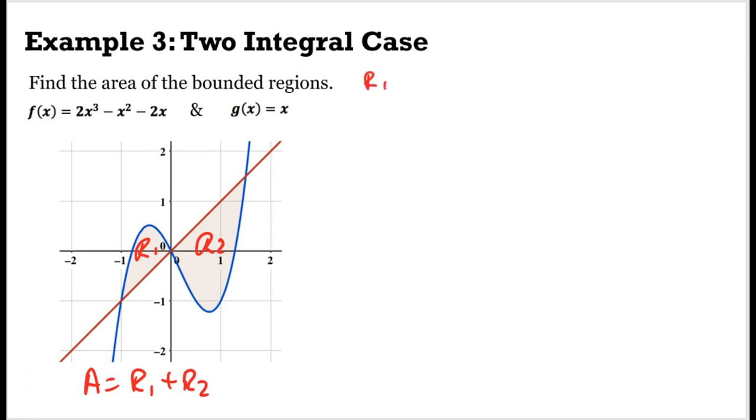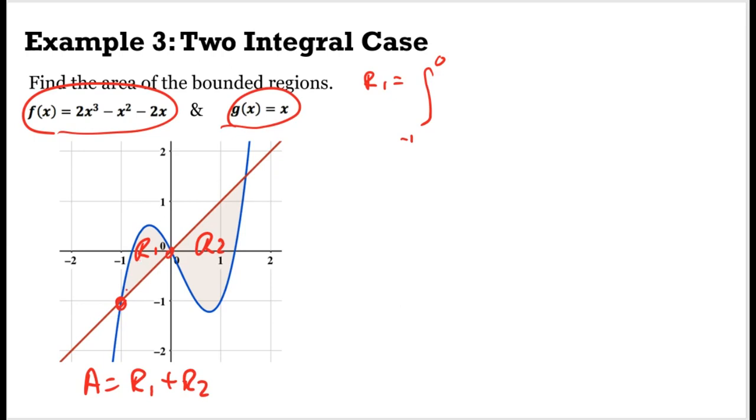So for region 1, it looks like it's going from negative 1 to 0, but you should always verify that by setting the two equations equal and solving. And when you do, you'll find that you do get negative 1 and 0, but don't always trust the graph. Often the graph is off by a small amount just to make sure that the student is verifying the bounds and not just going off of the graph.